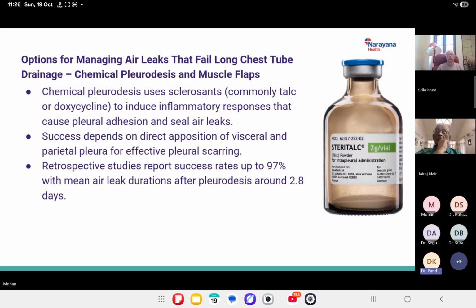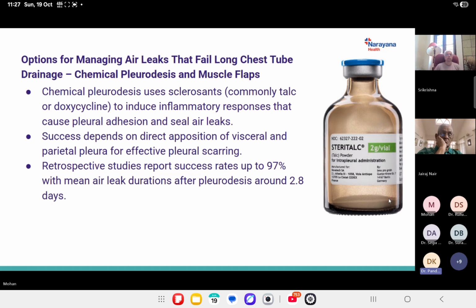And then next one is options for managing air leaks that fail long chest tube drainage: chemical pleurodesis and muscle flaps. So chemical pleurodesis uses sclerosants such as talc, doxycycline, bleomycin, tetracycline to induce an inflammatory response that causes pleural adhesion and seals air leaks. Success depends on direct apposition of visceral and parietal pleura for effective pleural scarring, and retrospective studies show a success rate of up to 97% with mean air leak duration for pleurodesis around 2.8 days.